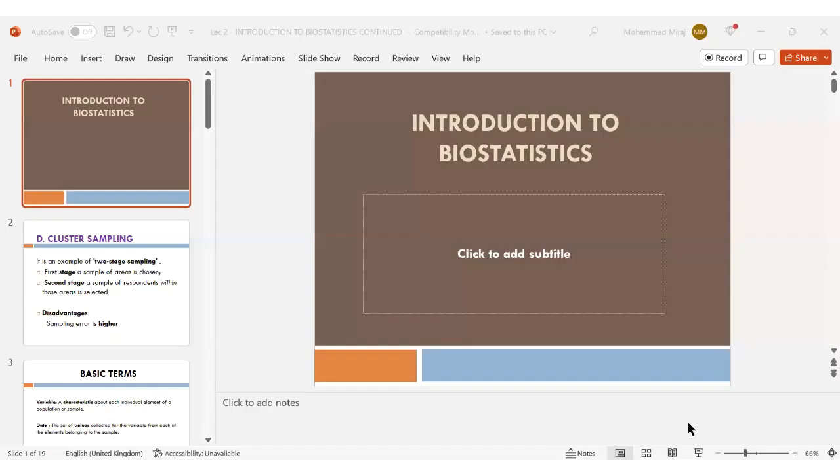Yeah, can you all see the slide? Yes, sir. Okay, so now, have you understood what is random sampling? Like randomly, we are choosing a number. Is it clear? Yes, sir, it's clear, sir.